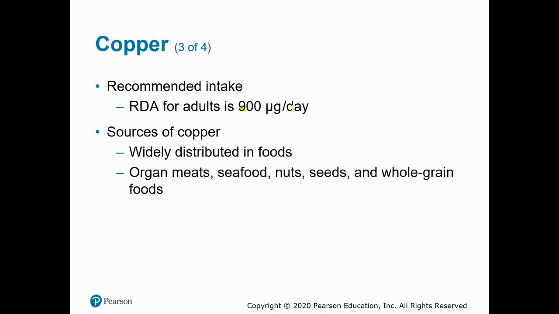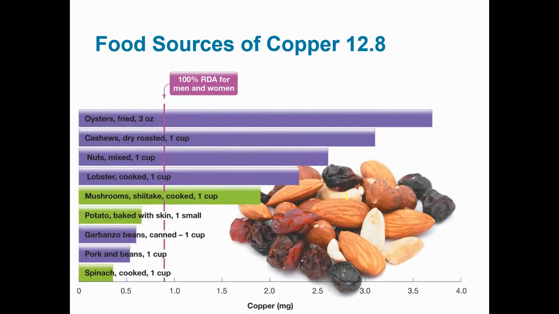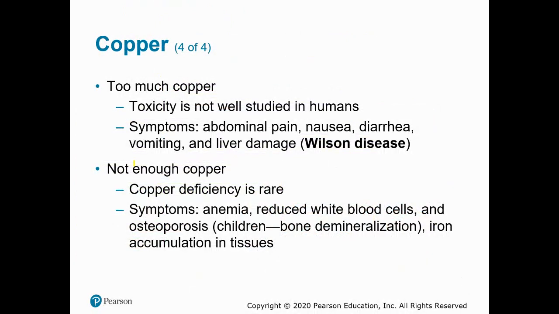The RDA for copper is just 900 micrograms per day, so less than a milligram. Copper is pretty abundant in our foods, especially organ meats, seafood, nuts and seeds, and whole grains. You'll start to notice whole grains are a pretty nutritious food in the whole grain form. So here's the RDA for males and females, less than a milligram. Oysters would be a great source. Nuts would be a great source. Mushrooms, potato, beans, spinach. So copper is pretty available in our food, so deficiency is relatively rare.